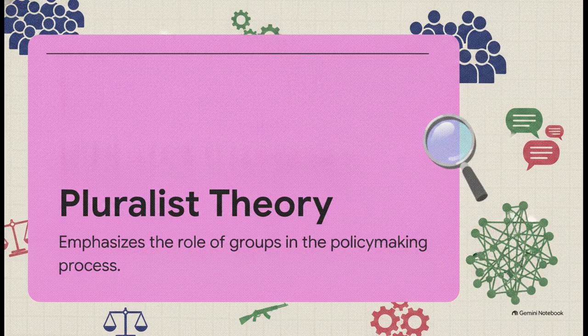Think about it. There are thousands of these interest groups out there. You've got groups like the ACLU defending civil rights or the National Rifle Association advocating for gun rights. Pluralists argued that because there are so many of these groups constantly competing, no single one of them can win all the time. So policymaking just becomes this massive tangled web of bargaining and compromise between all these competing interests.